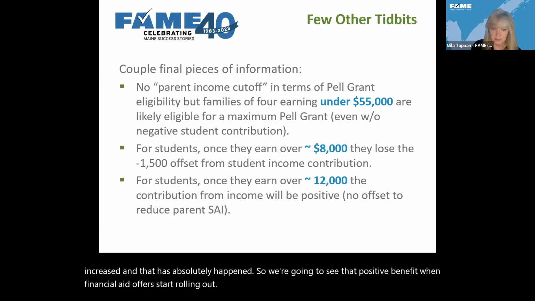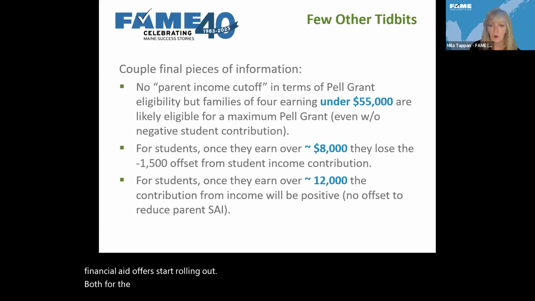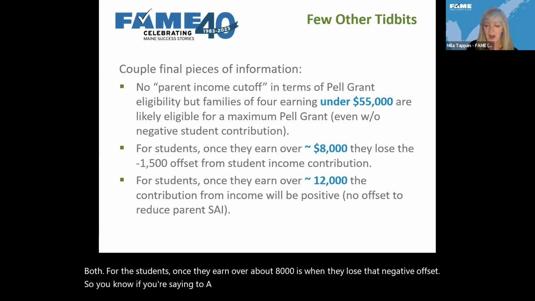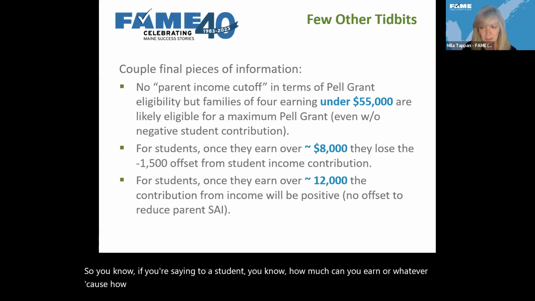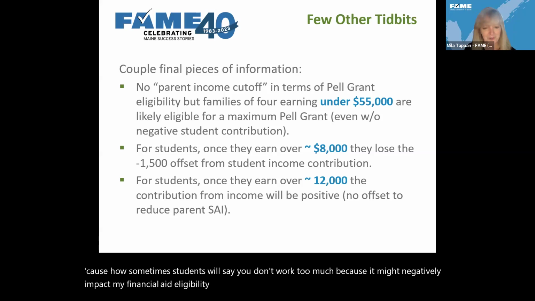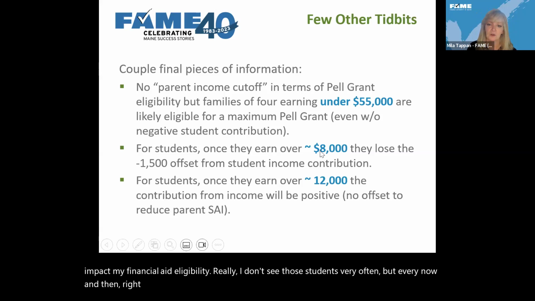So for the students, once they earn over about 8,000 is when they lose that negative offset. So if you're saying to a student, how much can you earn, you know how sometimes students will say, I don't want to work too much because it might negatively impact my financial aid eligibility. Really, I don't see those students very often, but every now and then. Right now, if students earn over 8,000, that's when their negative becomes a positive.